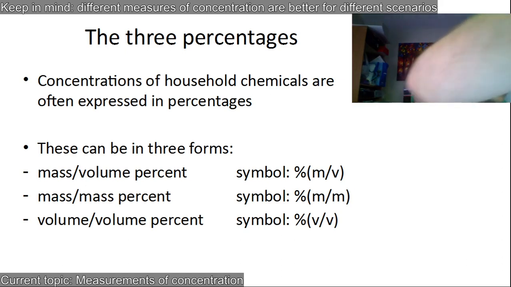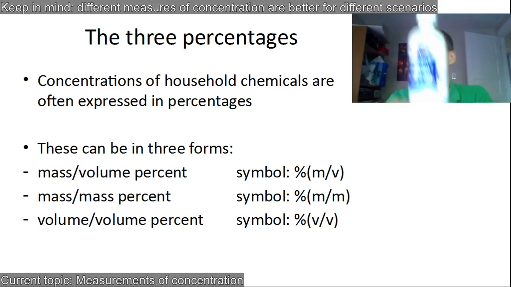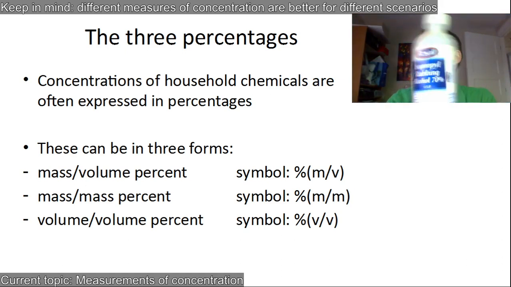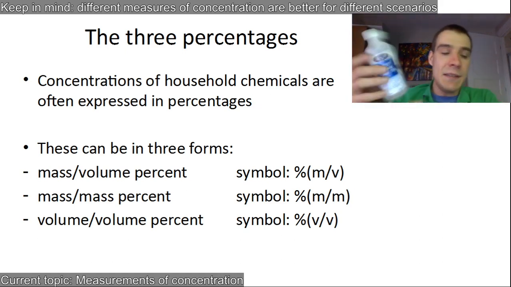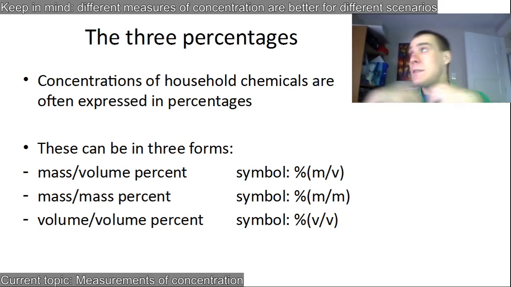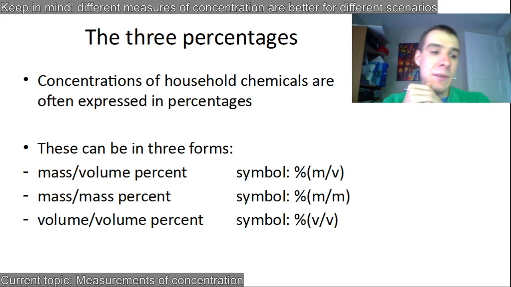You know, there are various other ones. Maybe the most common one people see is your 70% rubbing alcohol. You buy 70%, you can also buy 99%, so you know that there's more alcohol per volume. So it's a percent per volume or per mass or per whatever.